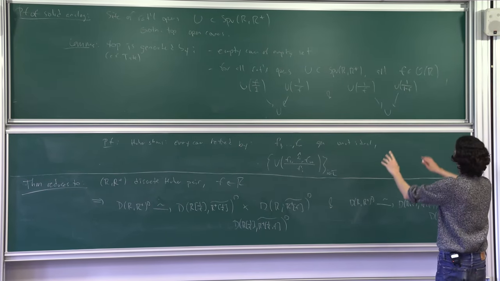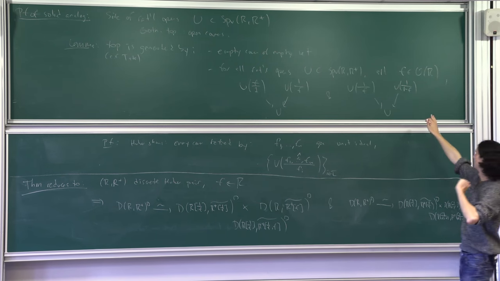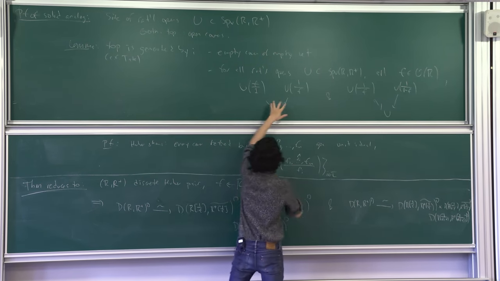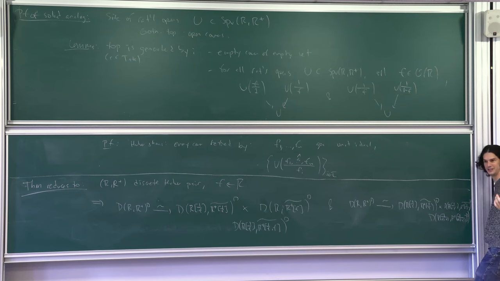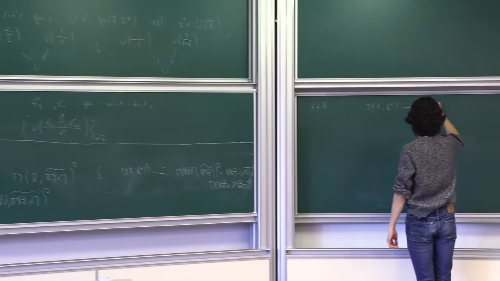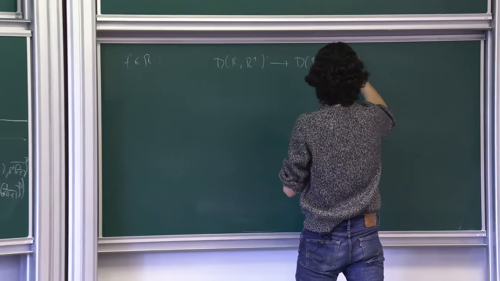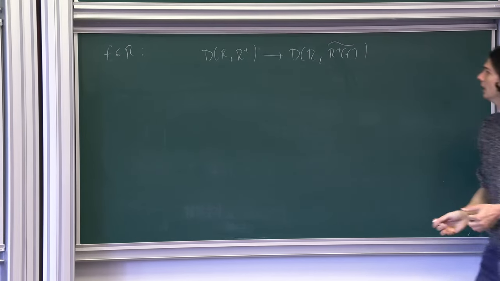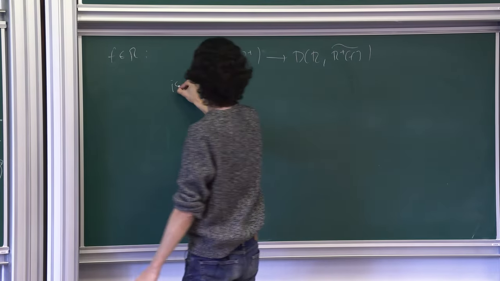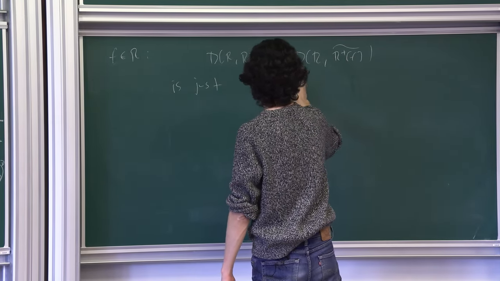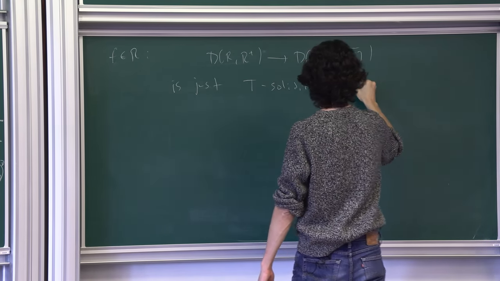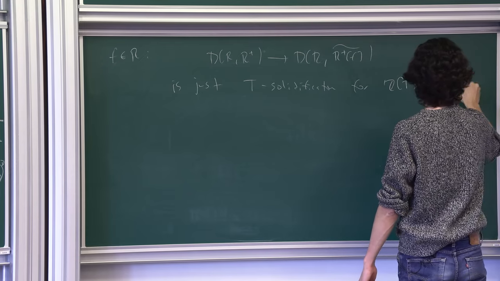So what is this? There's only really two types of covers here, if you look at it. There's the cover U(f over 1), and then there's the cover U(1 over f). This is of the form U(1 over f), where f is just 1 minus f. So if f in R, what is this D(R, R^+) goes to D(R, R^+ adjoin f integrally closed)? This is just T-solidification, for Z[T] goes to R, T goes to f.